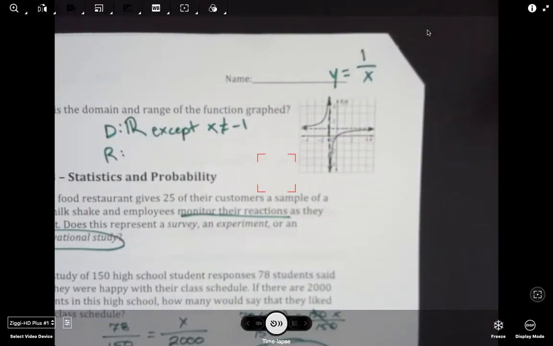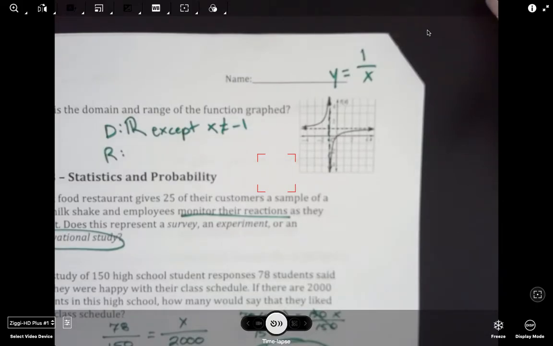You just said all the numbers except for x is not equal. Yes, I just put except -1. However you say it, I don't care. I'm not picky on the wording. Yeah, I get what you're saying. Yes.